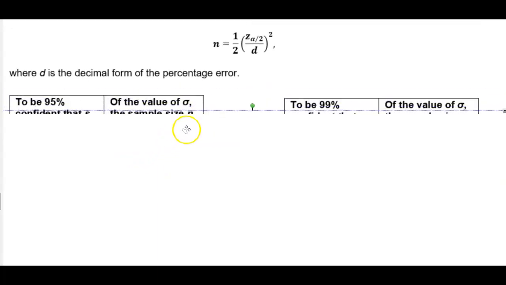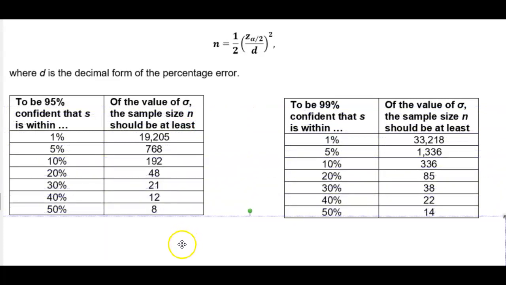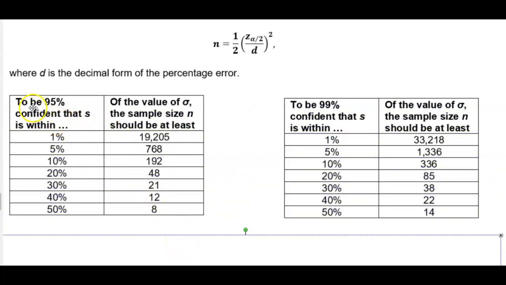But in this particular section, we're going to use the following. On the left-hand side, to be 95% confident that the standard deviation is within the following percentage of the value of the population standard deviation, the sample size n would be at least: if you're within 1%, the sample size is 19,205. If it's within 5%, then it's 768. If it's 10%, then 192, and so on.